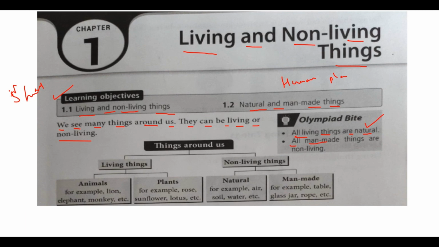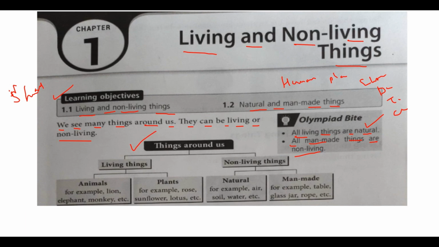All man-made things are non-living. What do you mean by man-made things? Man-made things are those things which we make or produce. For example, we stitch clothes. This is man-made. We have duster, table, chair, pen, and your book. All these are man-made things, and table, chair, pen, book are non-living things around us.